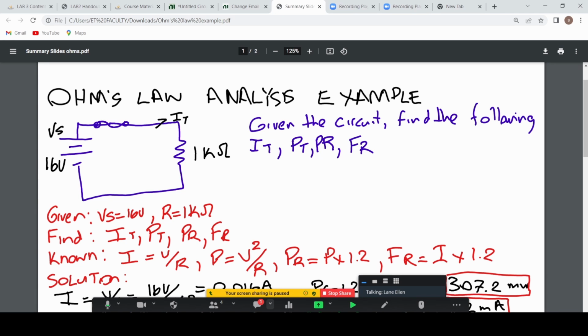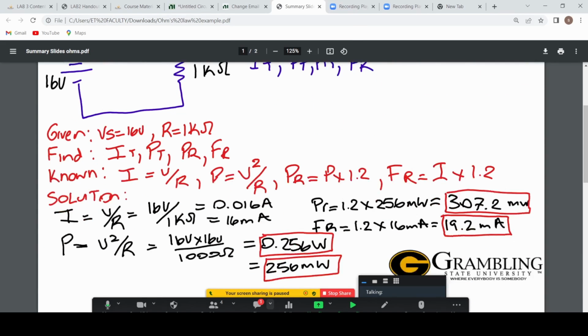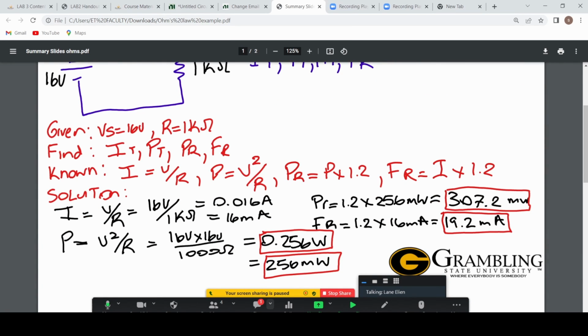Okay, I don't know what FR means, but we'll find out. Okay, so again, I'm using the problem solving method. You can see here we are given Vs equal to 16 volts and R equal to 1 kΩ, right? That's what we're given. Fine. What are we told to find? We're told to find IT, PT, PR, and FR, right?